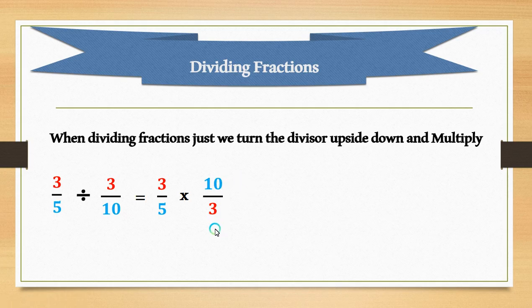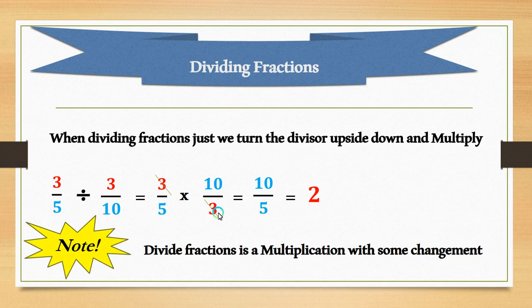Now I just have to carry out the multiplication. I will simplify by 3 from the top and by 3 from the bottom like the previous case, and I will get only 10 over 5. So the question here is, how many 5s in 10? I can simplify it by finding the quotient. How many 5s in 10? Sure, it is 2.